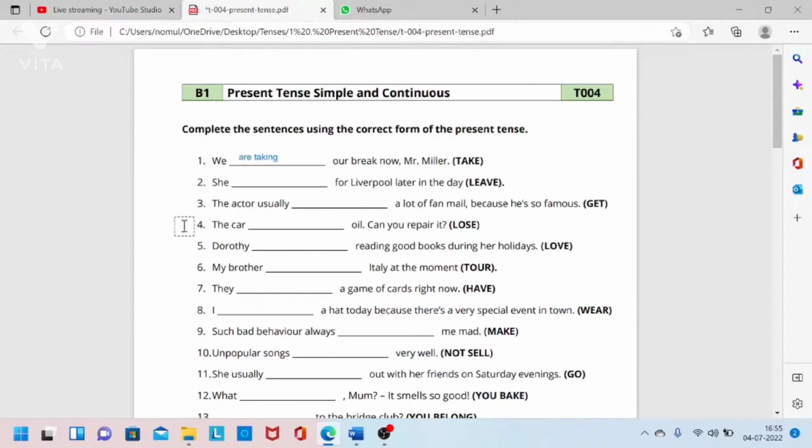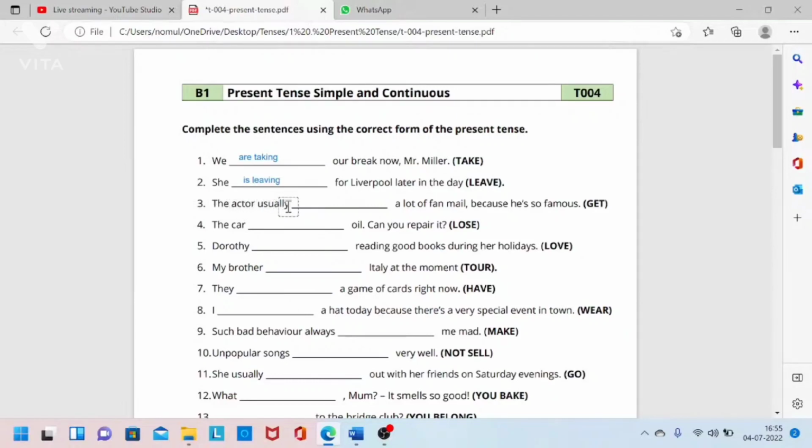Miller. So let's move to the second, that is she dash for Liverpool later in the day. So here, what can be used? Here we can use she are, we can't use, right? Yes, she is leaving. It's a continuation form, right? So she is leaving for Liverpool later in the day. That is the answer. Okay, next move this third one.